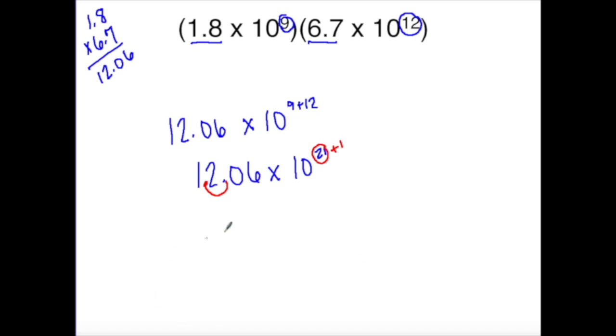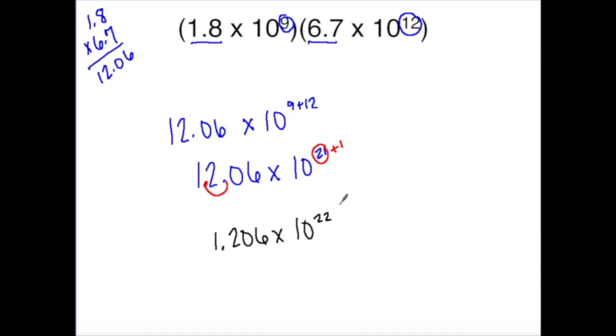So my answer is 1.206 times 10 to the 22nd power. All right, so the first thing that we had to do when we're multiplying scientific notation is multiply the first part, 1.8 times 6.7. And then, remembering our exponent rules, we use those to combine the 10 to the 9th power and the 10 to the 12th power. We do that by saying 9 plus 12, and so our power of 10 is 21.